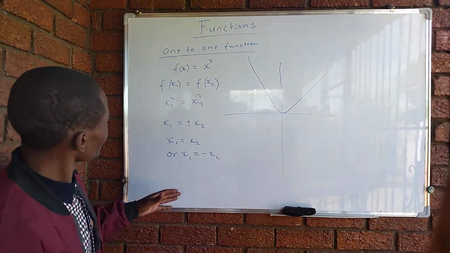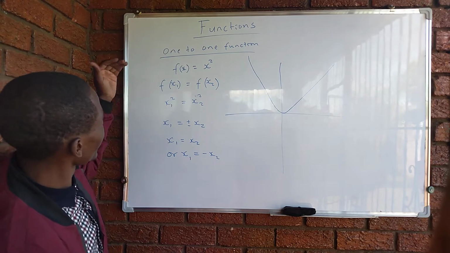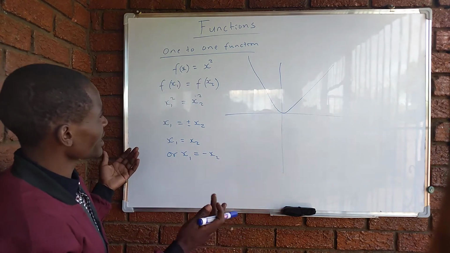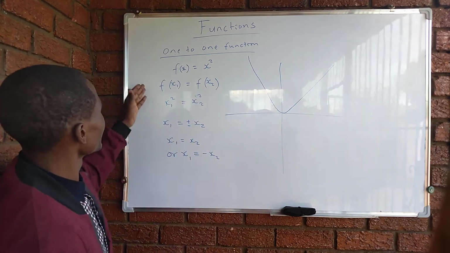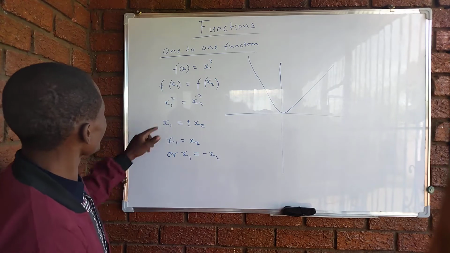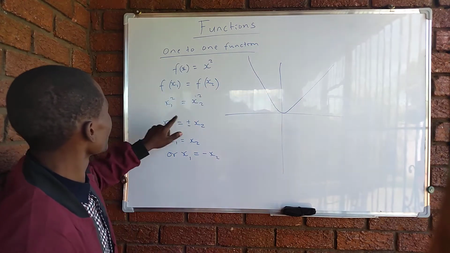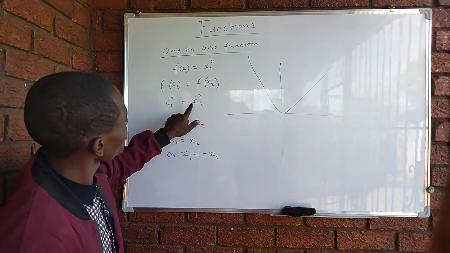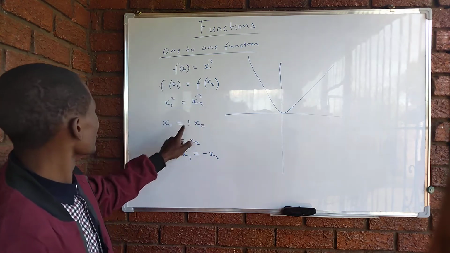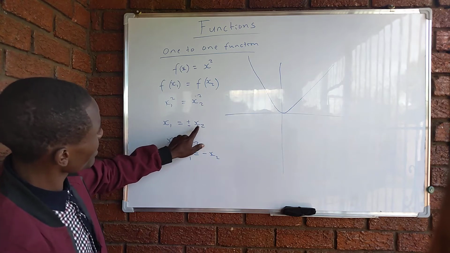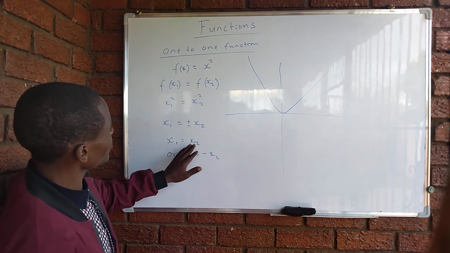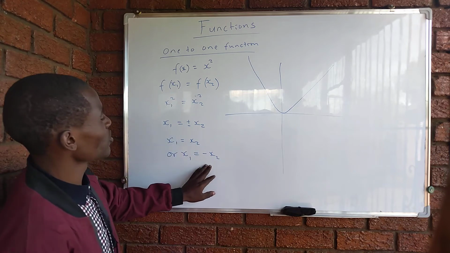Right. So guys, we have another graph. f of x is equal to x squared, right? To test if it is a one to one function, we have two methods, the horizontal line and this method. f of x1 and f of x2 should be the same. So x1 squared should be equal to x2 squared, right? You take the square root on both sides. So x1 is equal to plus or minus x2, right? So this implies that x1 is equal to x2 or x1 is equal to minus x2, right?